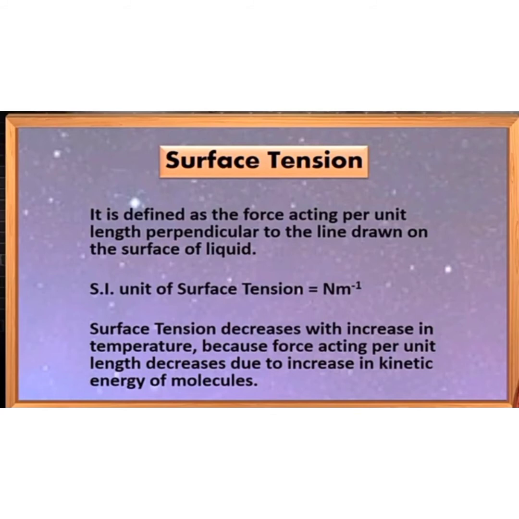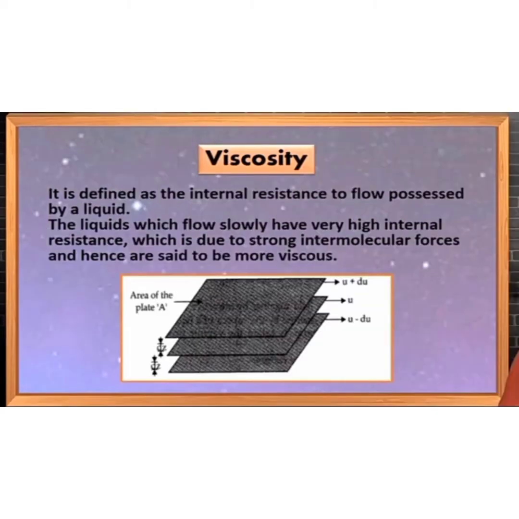Surface tension. It is defined as the force acting per unit length perpendicular to the line drawn on the surface of the liquid. Its unit is Newton per meter. Surface tension decreases with the increase in temperature because the force acting per unit length decreases.